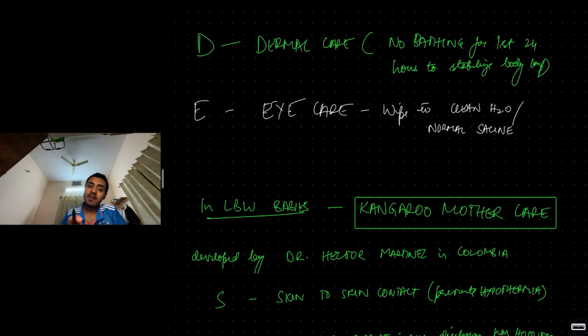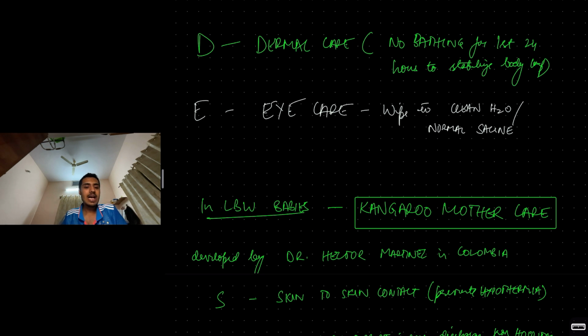Again, we want to prevent hypothermia. If we bathe the baby in water, which is generally colder than body temperature, what will happen? The baby will lose heat. So for the first 24 hours, we don't want the baby to lose any body temperature. We want it to stabilize. That is why no bathing for the first 24 hours, because otherwise it will lose heat through the skin, right? When you take a bath. So that's why dermal care.